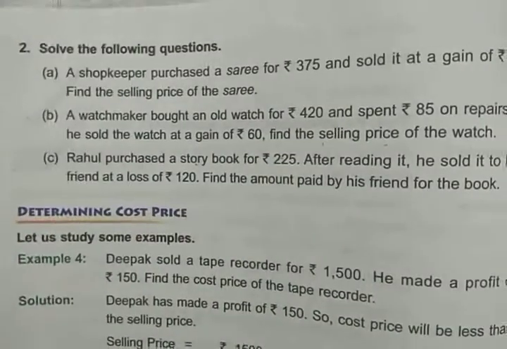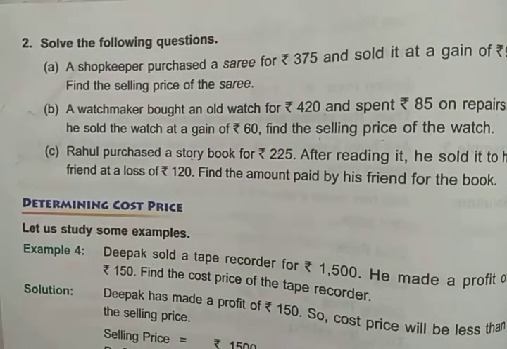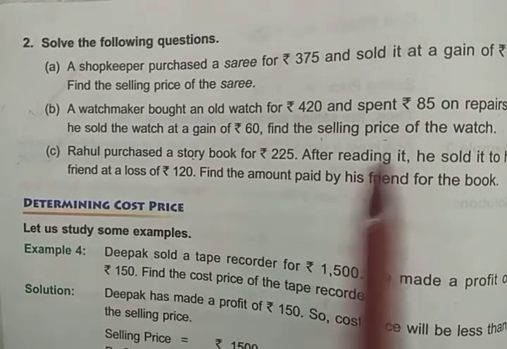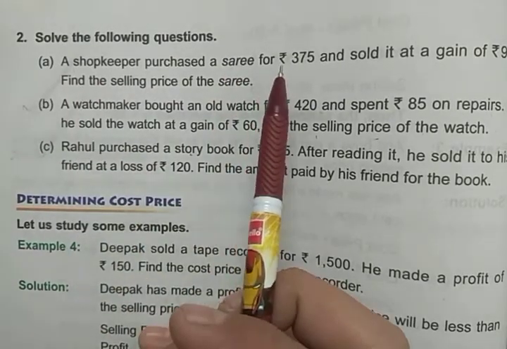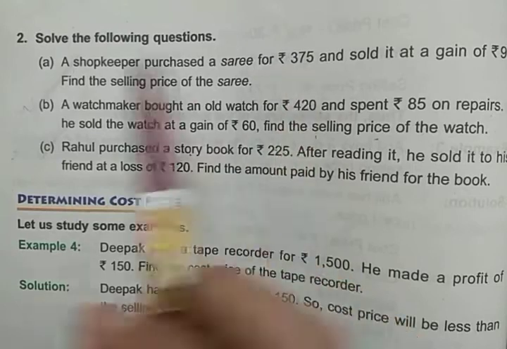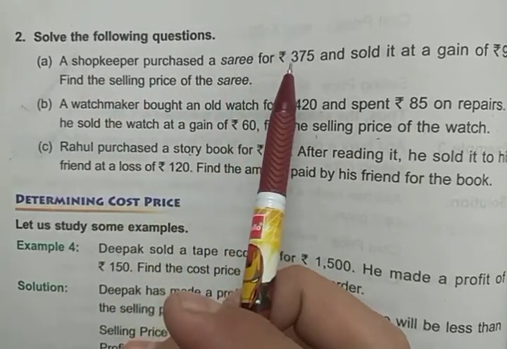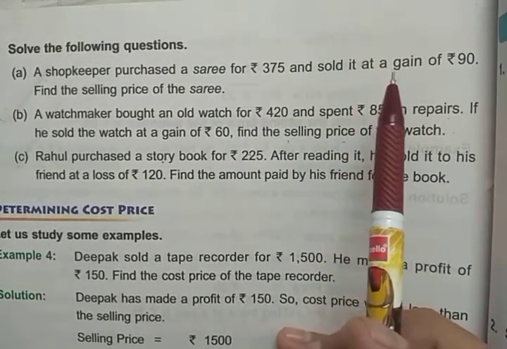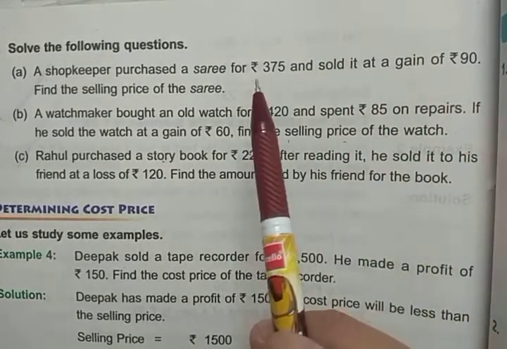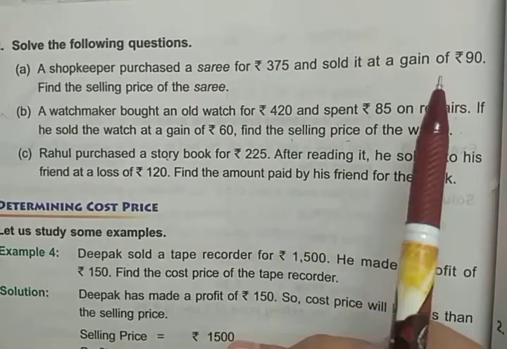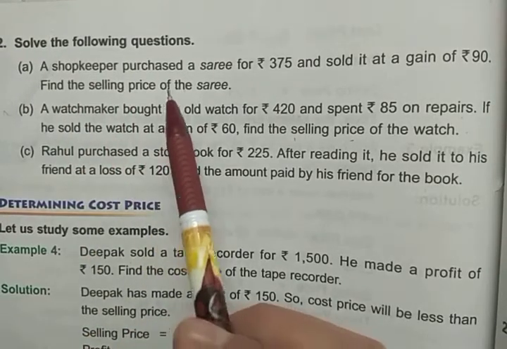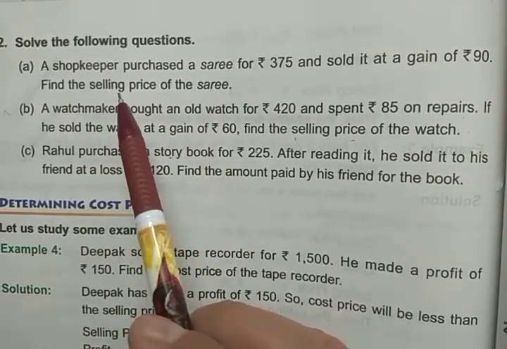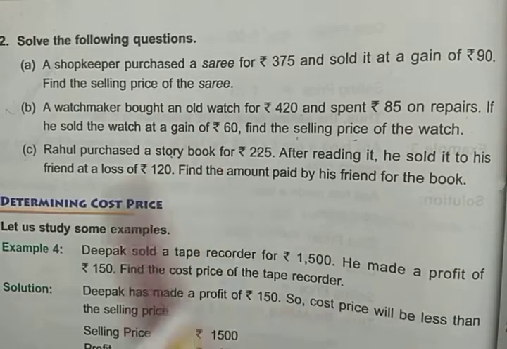So now today we will discuss the word problems based on this. The first question is: a shopkeeper purchased a sari for rupees 375. That means purchased means cost price is given, and sold it at a gain of rupees 90. So cost price is given and gain is given. Find the selling price of the sari. So we have to find out the selling price of the sari.